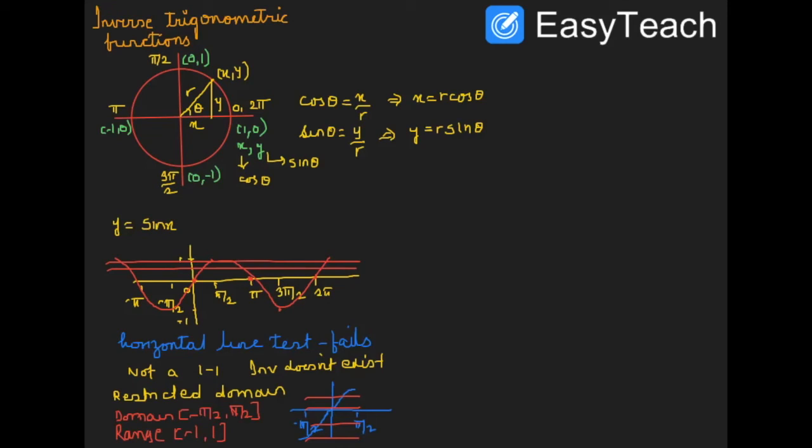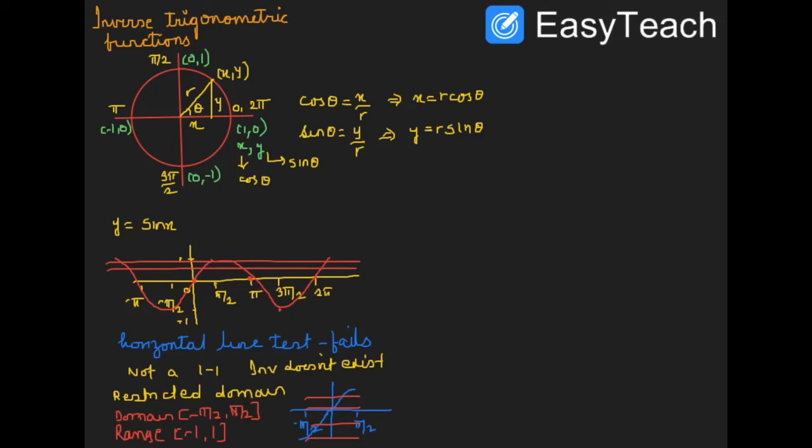Now you must know that a horizontal line test will tell you whether it is a 1-1 function. A vertical line test will tell you whether it is a relation or a function. So if it cuts only at one place vertically, it becomes a function. If it cuts horizontally at one place, it's 1-1. And if it cuts at two places, it becomes a relation.